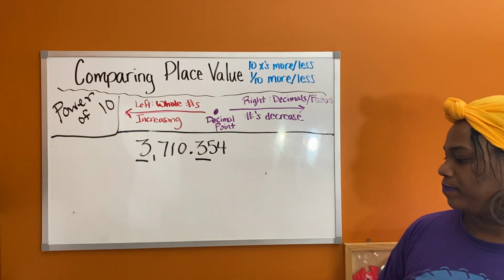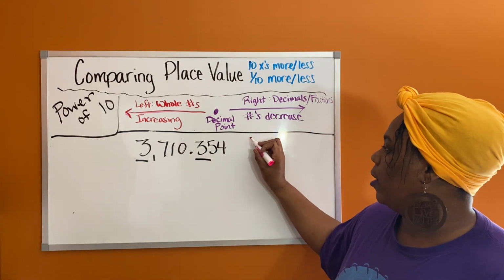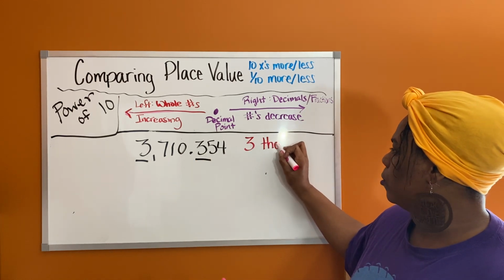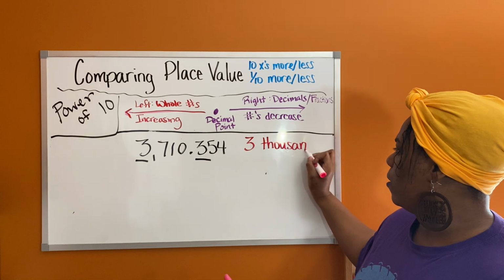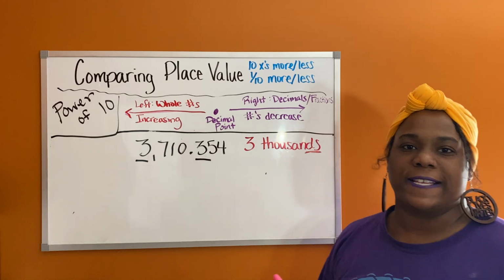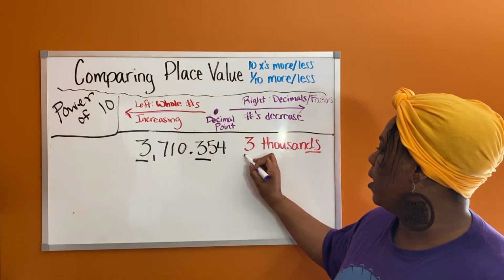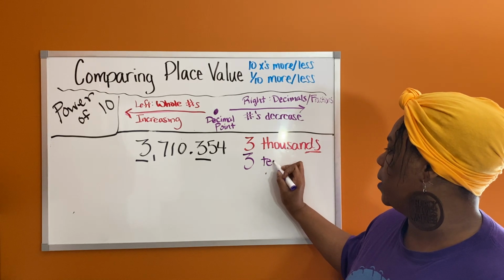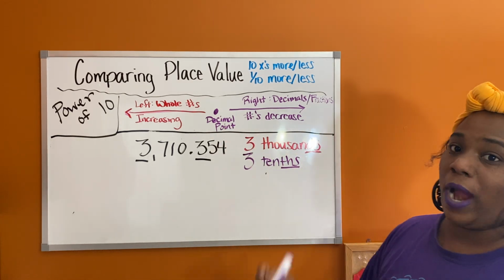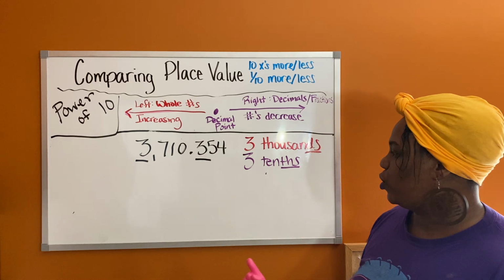So I have a 3 in the thousands place. My ending right here is letting me know that I am to the left of the decimal. And then I have a 3 in the tenths place. My ending right here is letting me know that I am to the right of the decimal place. Okay? So let's compare the two of these.